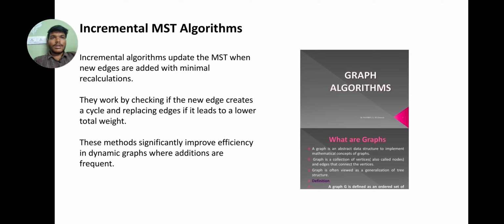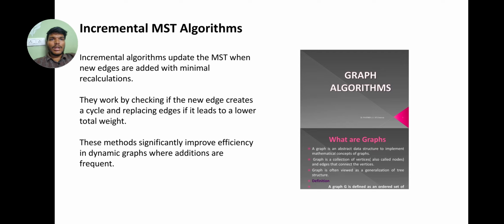Incremental algorithms update the MST when new edges are added, with minimal recalculations. They work by checking if the new edge creates a cycle and replacing edges if it leads to a lower total weight. These methods significantly improve efficiency in dynamic graphs where additions are frequent.